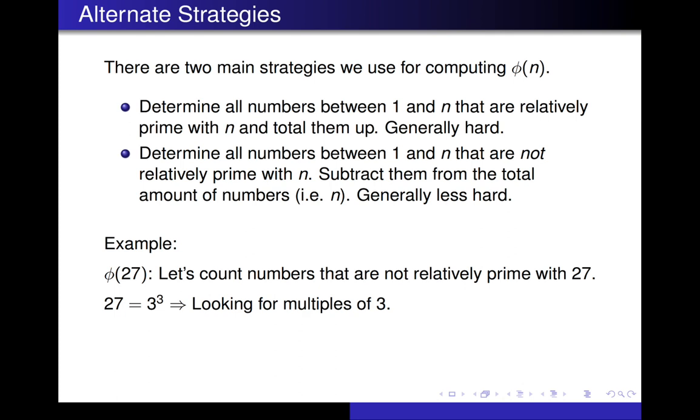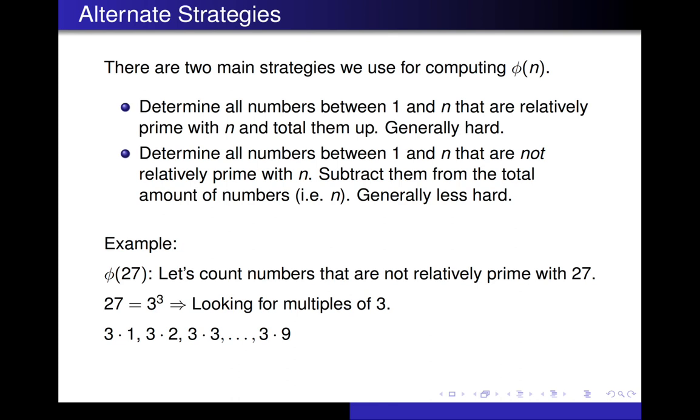Well, that's not going to be hard at all, right? We look at 3 times 1, that's 3. 3 times 2, that is 6. 3 times 3, that is 9. 3 times 4 is 12. We keep on going until we get to the last multiple of 3 less than or equal to 27. And that's 3 times 9, right? 3 times 9 is equal to 27.